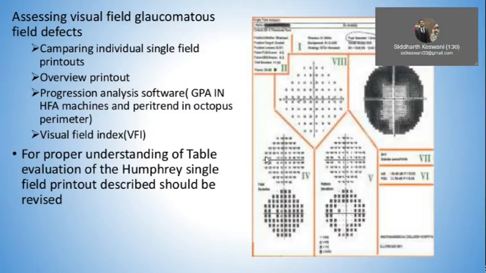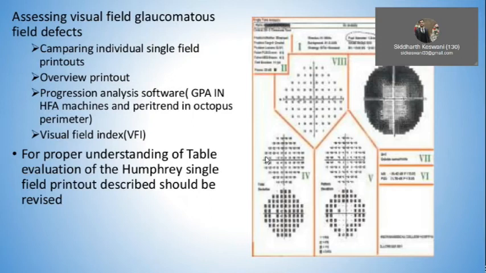So the patient is in danger, right? This is something very important. You can see there is only a small tunnel of vision in the center, and in all other parts the vision is gone. So this is a typical perimetry report.